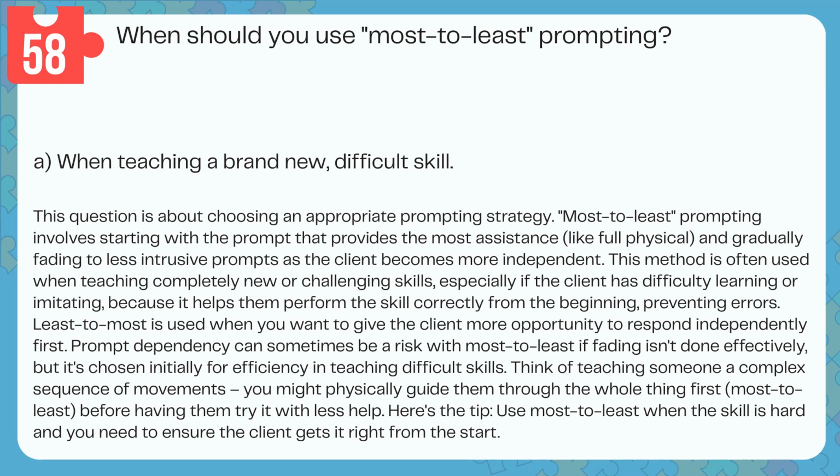Prompt dependency can sometimes be a risk with most to least if fading isn't done effectively, but it's chosen initially for efficiency in teaching difficult skills. Think of teaching someone a complex sequence of movements. You might physically guide them through the whole thing first, most to least, before having them try it with less help. Here's the tip. Use most to least when the skill is hard, and you need to ensure the client gets it right from the start.